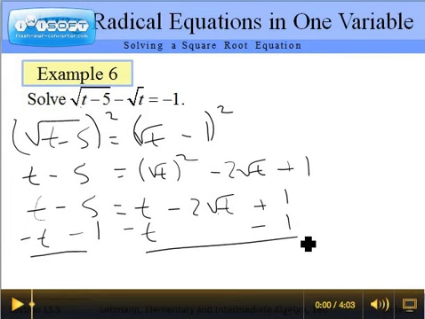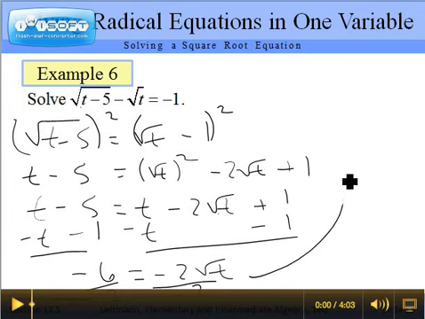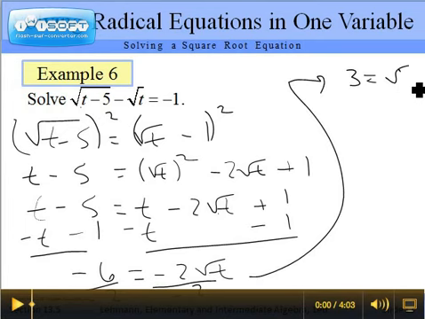So this leaves me with negative 6 equaling negative 2 root t. So I'll divide both sides by negative 2. So I end up with 3 equaling the square root of t. I'll square both sides. So I end up with t equaling 9.